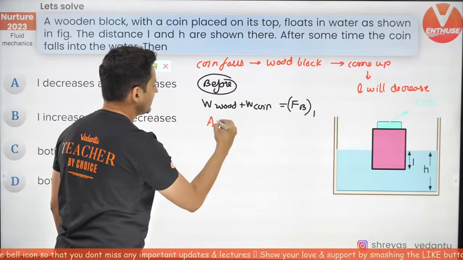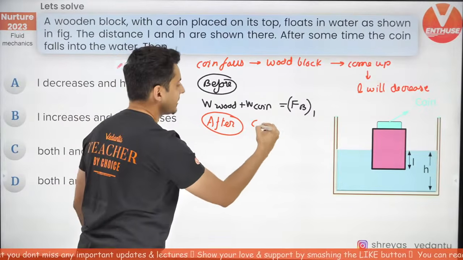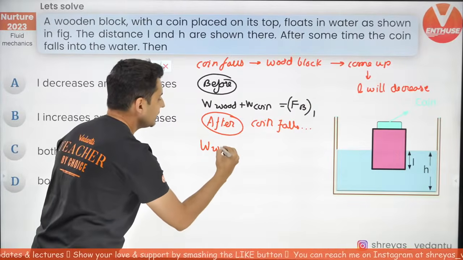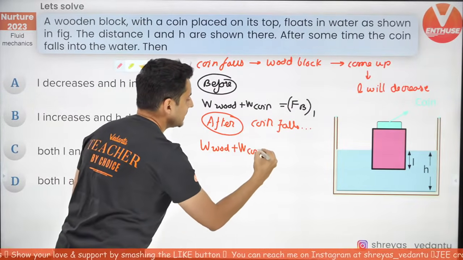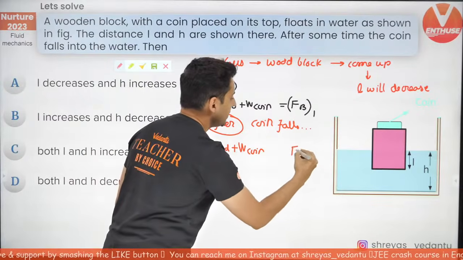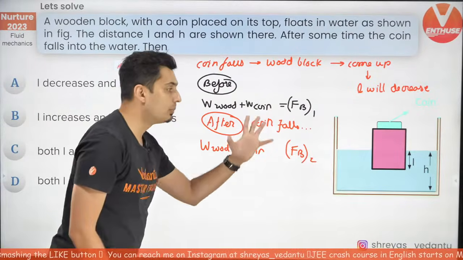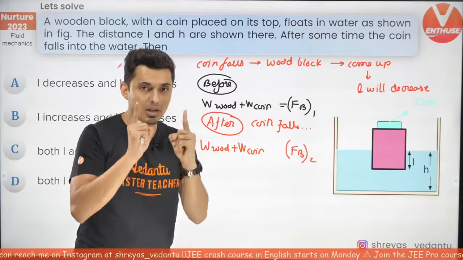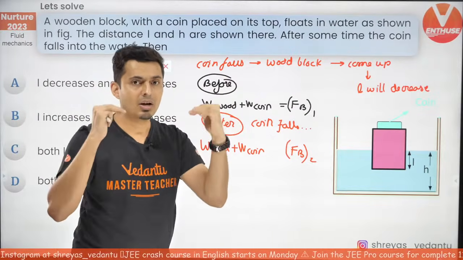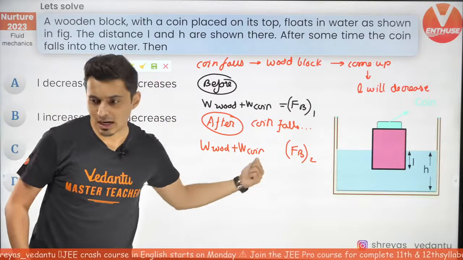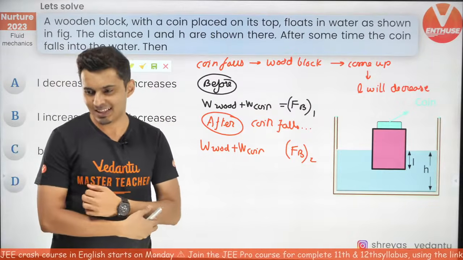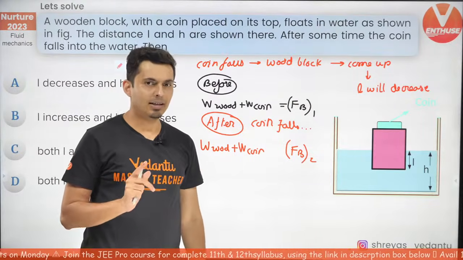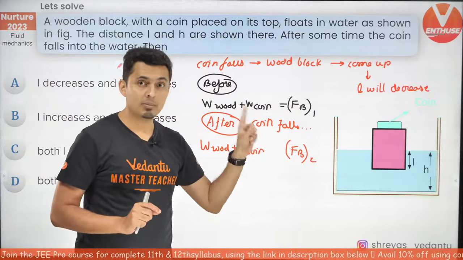Now, afterwards, once the coin falls, what happens? Do you think the weight of the wood plus the weight of the coin is more than, equal to, or less than the net buoyant force on both of them? Once the coin falls down, is the total buoyant force equal to, less than, or more than the total weight? What do you think I should put over here? Think carefully. Is it equal or is it not equal? I'll give you a hint. The coin is sinking. Remember, it's a metal coin.